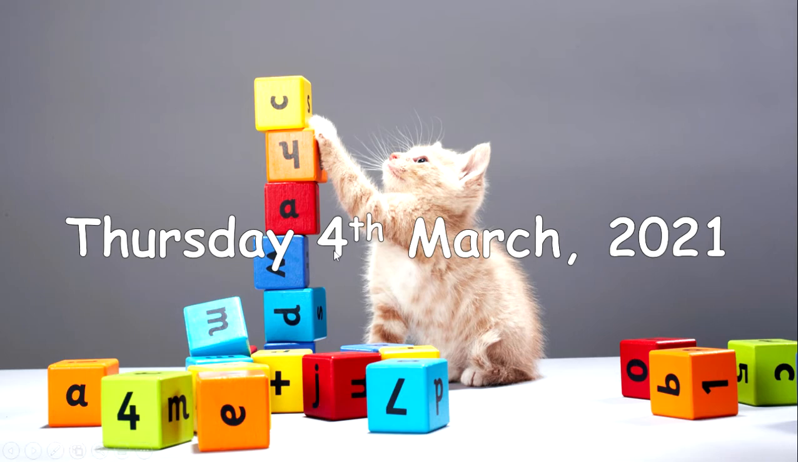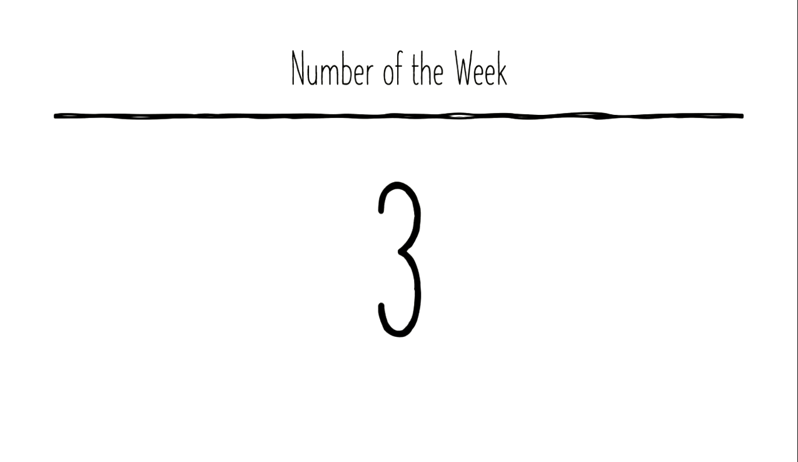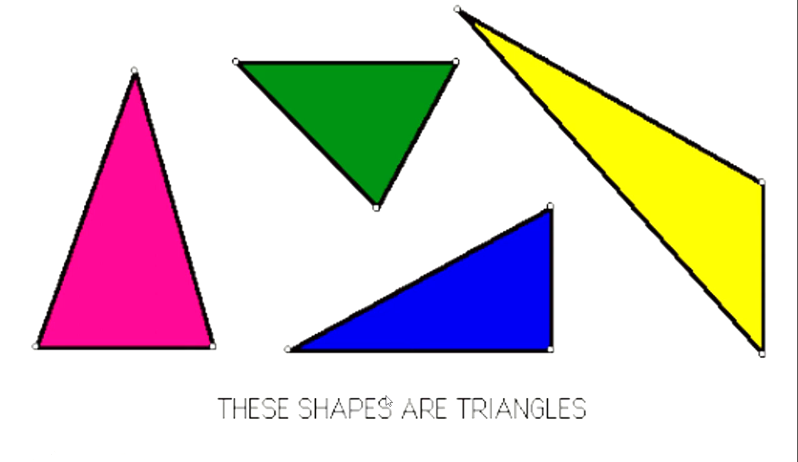Let's go. The number of the week is three. T-H-R-E-E, three. This is how the numeral three looks in figure. Numeral three, digit three, figure three. This is how it looks. And we learned that triangles are shapes that have three sides. So it doesn't matter how the triangle looks, as long as it has three sides that are connecting, it's a triangle. So all of these shapes here are triangles because they have three connecting sides.